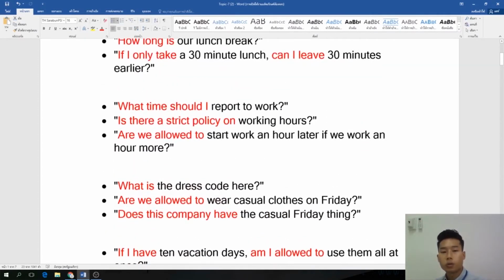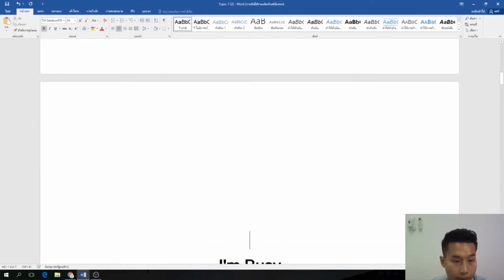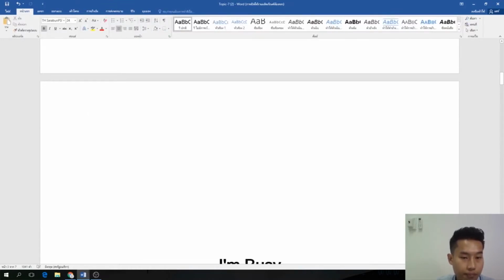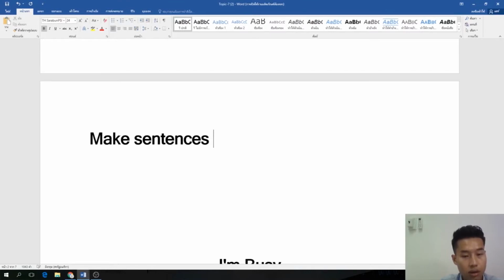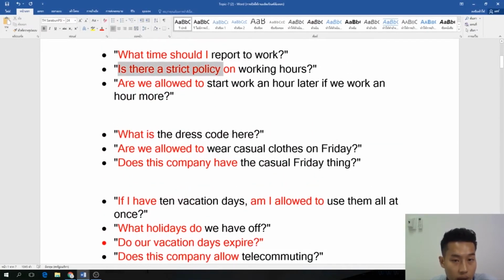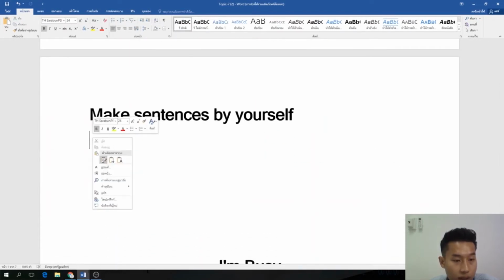Okay, so all the words are important, but right now I'm going to give around 10 minutes for the exercise. And then this word, I want you to do this word. Okay, make the sentences by yourself here. Around maybe 4 sentences I'm going to give you.